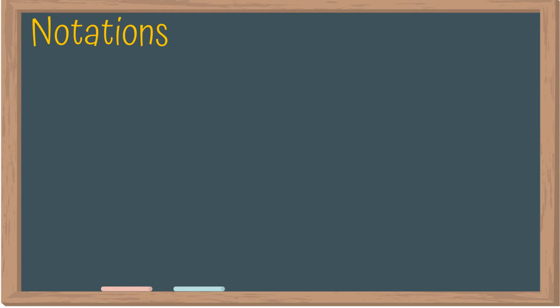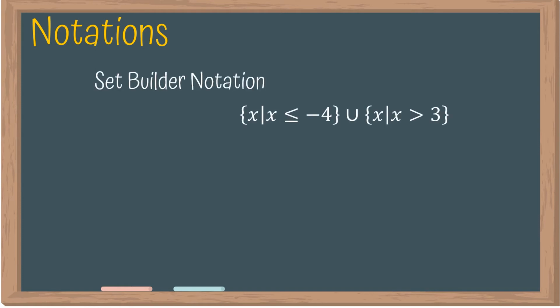Okay, so let us have this example. As you can see here, in our example, we have a union. The symbol stands for a union, so we have the union of sets. The first expression is x such that x is less than or equal to -4. And then we have x such that x is greater than 3.